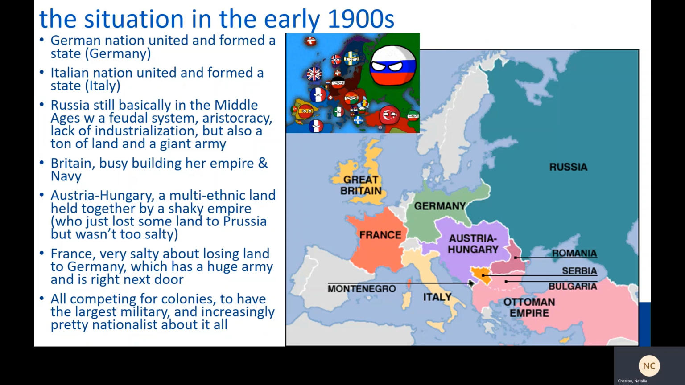Austria-Hungary, a multi-ethnic land empire held together by a shaky emperor, was weakening and insecure about it, but friends with Germany, even though it lost some land to Prussia. France was very bitter and very anxious about losing land to the newly formed Germany, which had a huge army and was right next door and therefore constituted a threat. All of these states were competing for colonies, all of these states were competing to have the strongest military, and all of these states were increasingly very nationalist, and that's going to cause some problems.